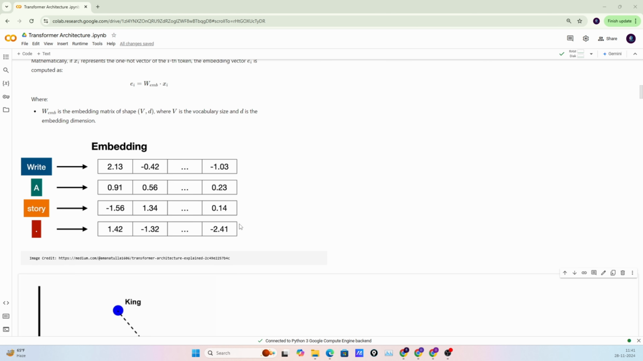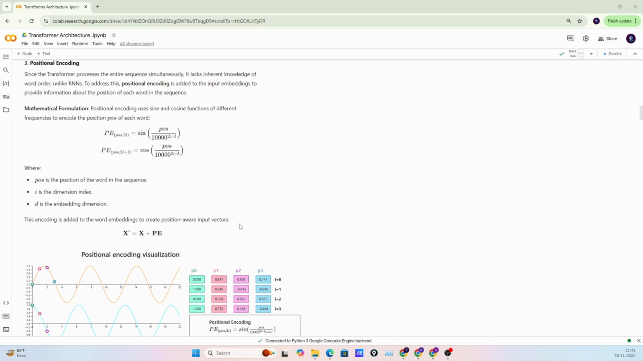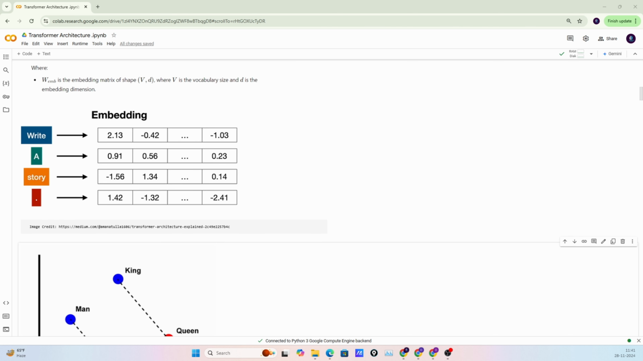And after the word embedding, the next step is positional encoding. As I mentioned earlier, it adds or retains the positional information. It provides information about the position of each word in the sequence. Suppose we talk about any sentence, for example this sentence: this word is in first position, this is second position, this is third position, this is fourth position, and I mention here that our numerical representation in this way is the word embedding.